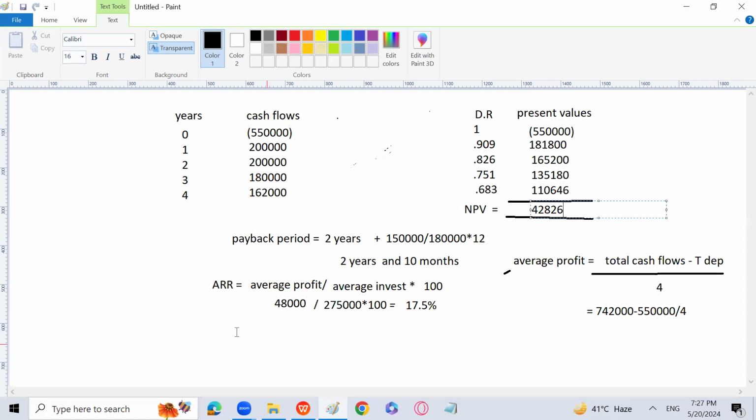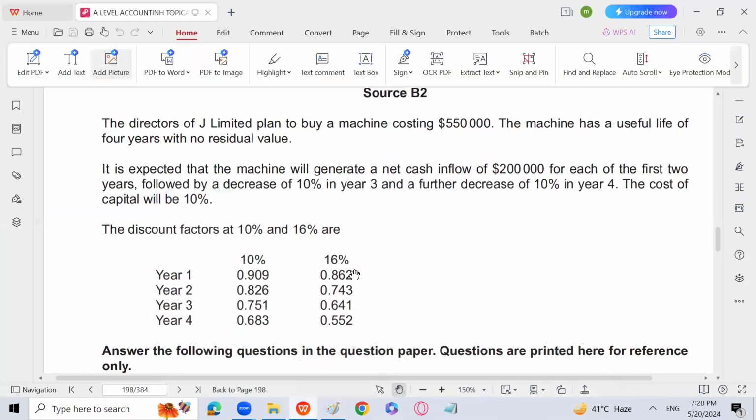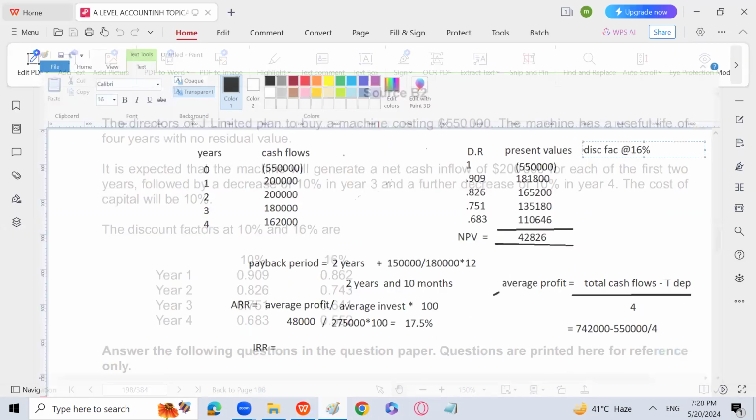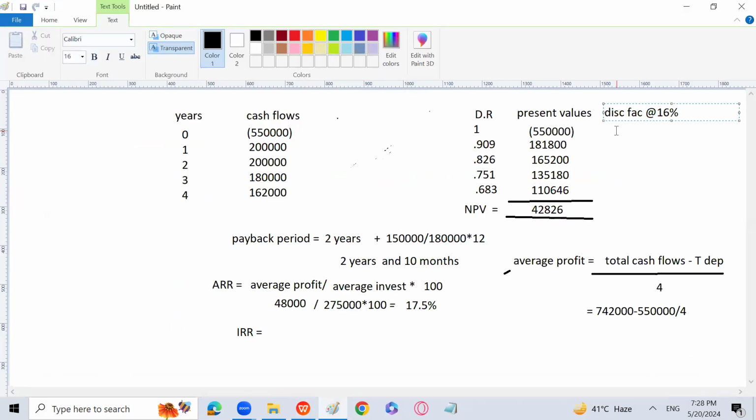Let's discuss now about IRR. IRR means internal rate of return. And in order to calculate IRR, we should have 2 discount rates, which need to be calculated. So 16% is already given, and 0.862, 0.743. I will calculate the present value again. So the discount factor at the rate of 16% is going to be 0.862, 0.743.